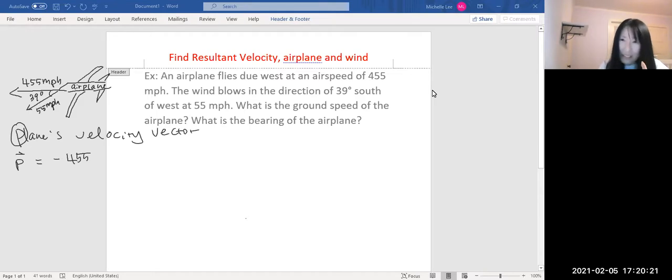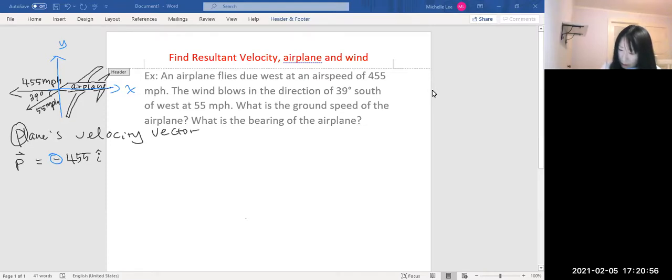Negative 455 i, because if we think there is an xy plane, this is the x, this is the y, and the plane goes in this direction, which is the negative i direction, the negative x direction. So we put the negative sign. Then let me write down the wind.